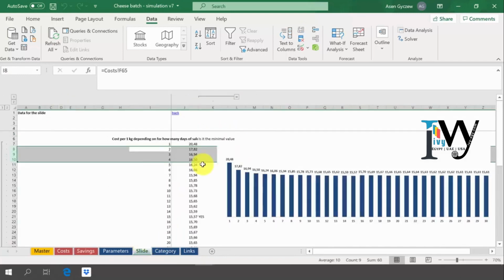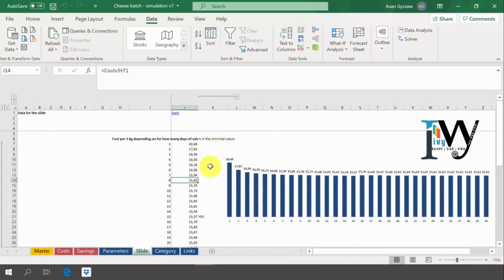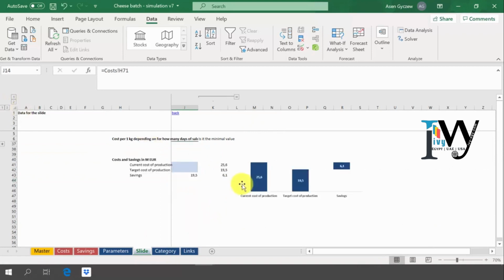And in the slide, we can see two things. The first is the cost per 1 kilogram, which is going down. And then below we have also shown the savings in the form of a waterfall. So the current costs are 25.6. We will go down to 19.5. So the savings are 6 million. So that's in short when it comes to this case study.